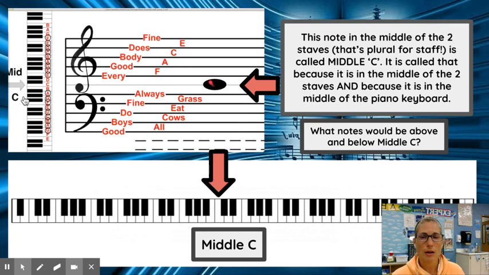Now, what if we started on C and went backwards? So what comes before C in the alphabet? Sometimes we have to think about this one. B, and then A, and then G, and then F, and then E, and then D, etc. And you may notice some words that I'm pointing to here. These words will help us remember the names of those notes.